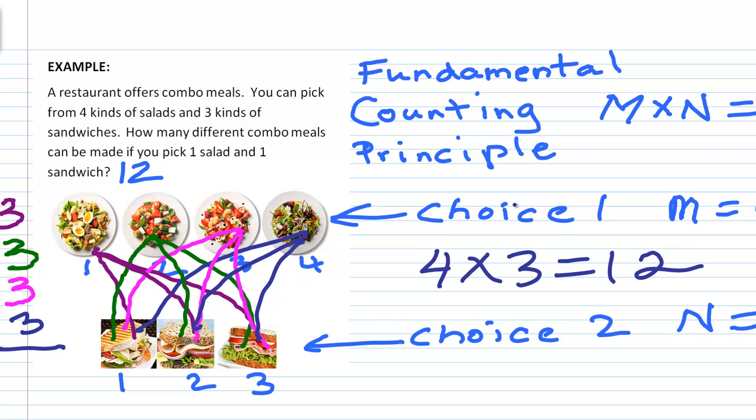So using the fundamental counting principle, we just look at the first choice. We find how many ways we can make our first choice. We look at our second choice. We multiply those together, and we get the total number of choices that we can make. That's the fundamental counting principle.